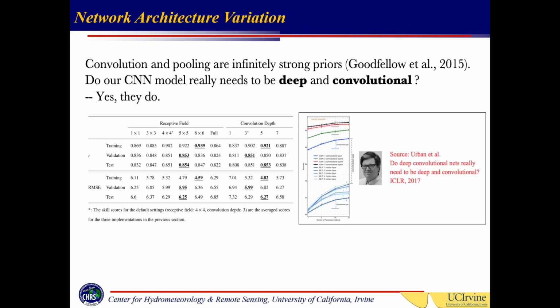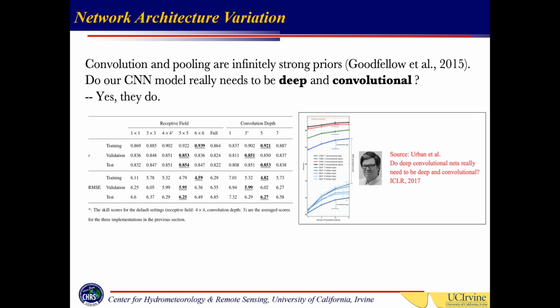So with that, we would like to say we are using just the default neural network architecture, and we try to see if we vary this architecture, can we achieve better performance? We introduce the convolutional neural network here because of the convolution and pooling operations. These are infinitely strong priors, but do we really need convolution and pooling? And do they really need to be deep and convolutional? The answer is yes. This is empirically proved by varying the model architecture.